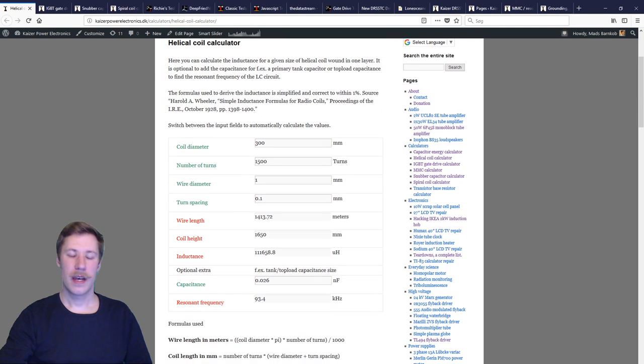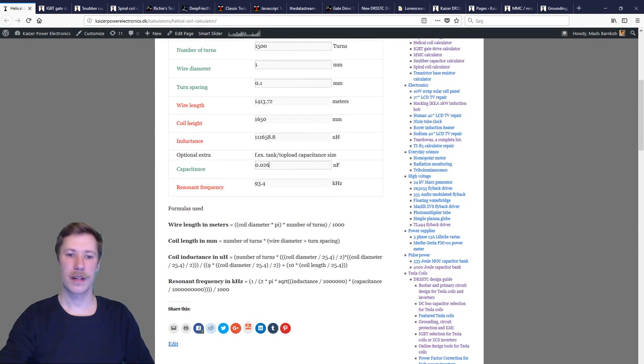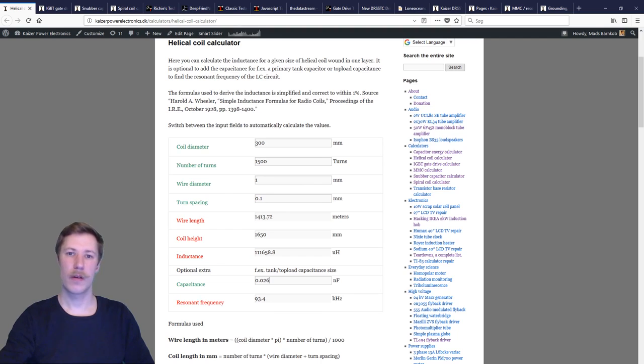Now the helical coil calculator is for calculating secondary coils. I made it possible to add in some capacitance here, which is an example of a top load capacitance, so you can get a resonant frequency. Now this is a very simple calculation. It is nowhere near as precise as JVTC, but here you also only have to plug in a few additional numbers to calculate this. So this is again just a quick online tool for checking out your ideas instead of playing around with the whole JVTC setup.